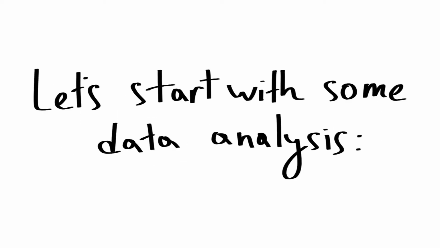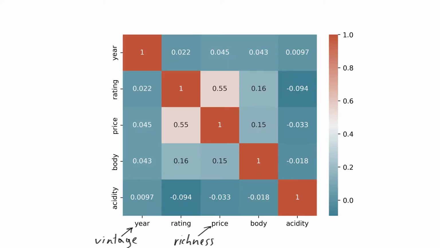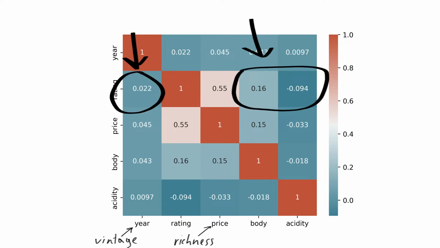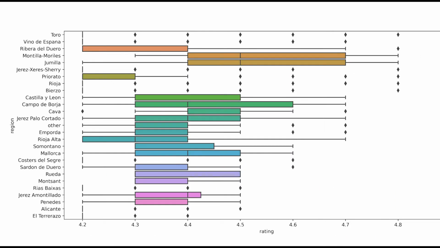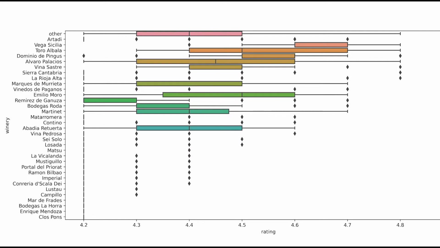Let's start with some data analysis. This heat map shows a correlation between a wine rating and its vintage, price, richness, and acidity. As you can see, there is a somewhat strong connection between rating and price, and at least some connections between rating and other parameters. More detailed ratings correlations with vintage, grape variety, Spain origin, and even the winery one was made in are demonstrated on these charts.